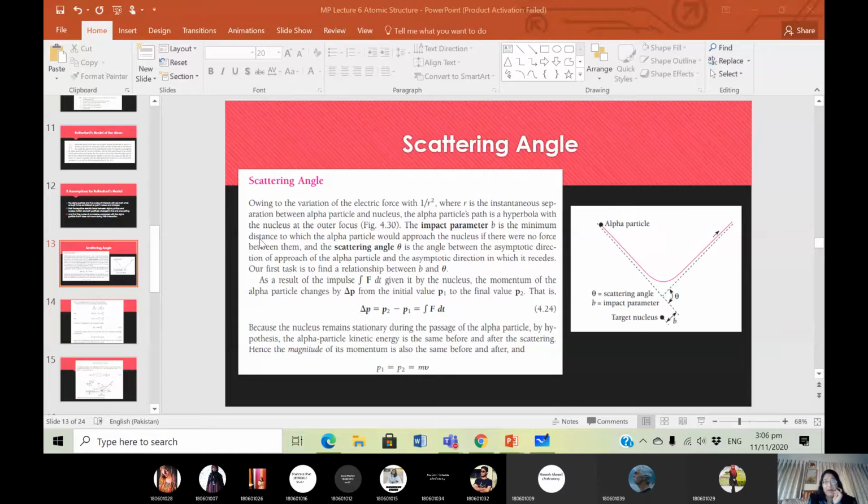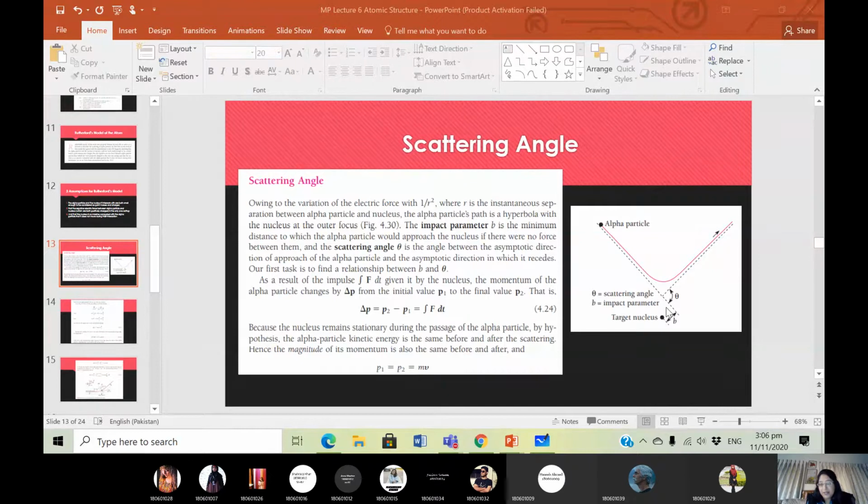And the alpha particle's path is hyperbola with the nucleus at the outer focus, ठीक है? So alpha particle, अगर यहाँ पे हमारे पास nucleus है, target nucleus ये है, ठीक है? The alpha particle is going to come close to the nucleus and then it's going to deflect, ठीक है? It's not necessary that it's going to be right in line with the nucleus, ठीक है? There are lots of alpha particles. This is our diagram for the scattering, okay? And we will define some important terms here, the impact parameter B and the scattering angle theta.